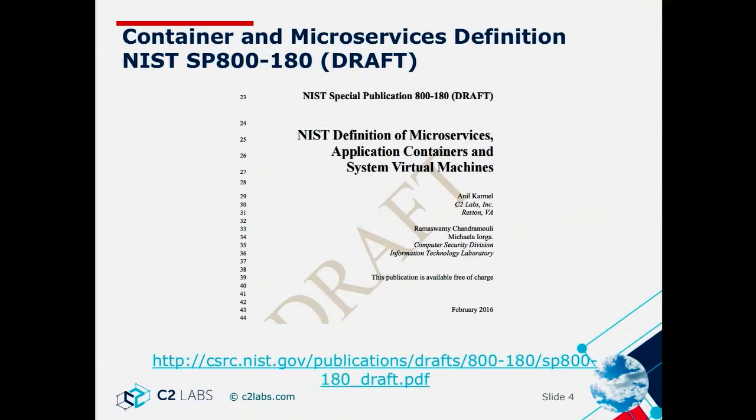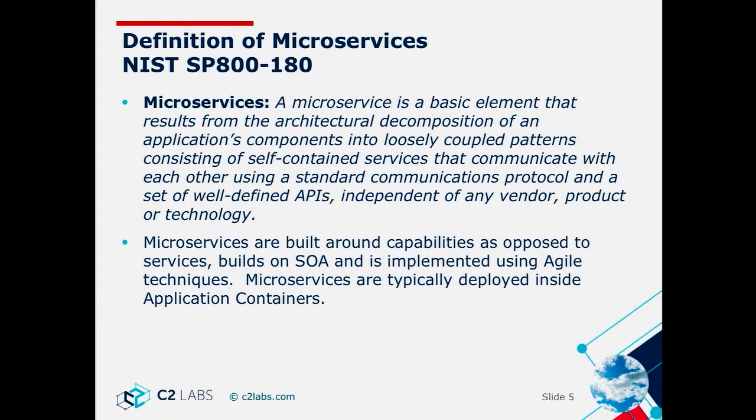So, back to the level set part of our conversation. I do wear a NIST hat as the co-chair of the NIST Cloud Security Working Group. So I'm going to put a standards kind of view on this topic. We'll start with the NIST definition of microservices, applications, and system virtual machines, SP 800-180, which is in draft format, and we'll use the document definitions that are in there as kind of a level set for our conversation.